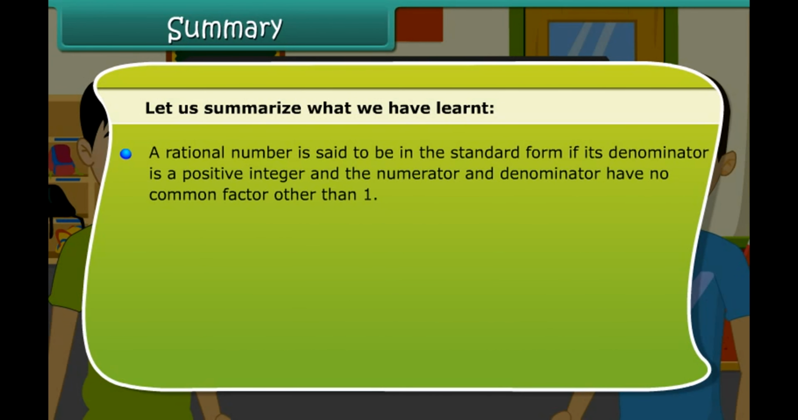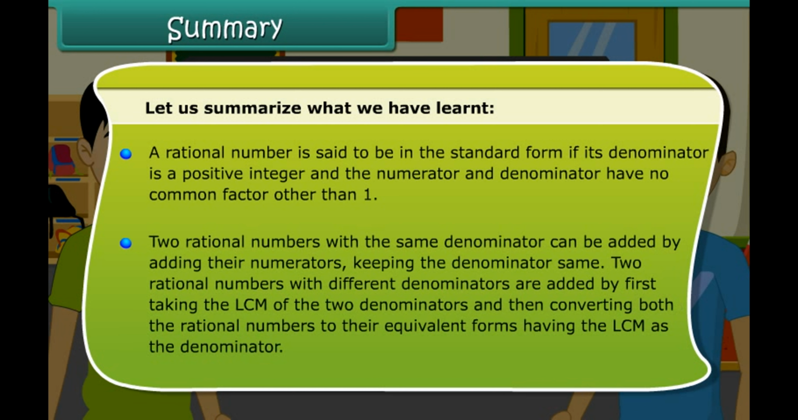A rational number is said to be in the standard form if its denominator is a positive integer and the numerator and denominator have no common factor other than 1. Two rational numbers with the same denominator can be added by adding their numerators, keeping the denominator the same. Two rational numbers with different denominators are added by first taking the LCM of the two denominators and then converting both the rational numbers to their equivalent forms, having the LCM as the denominator.